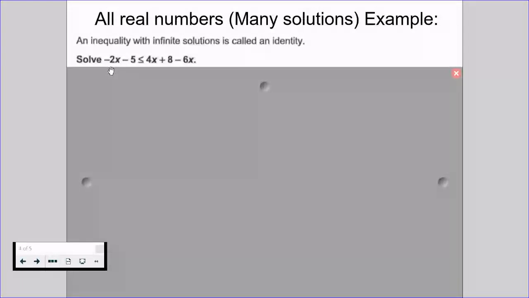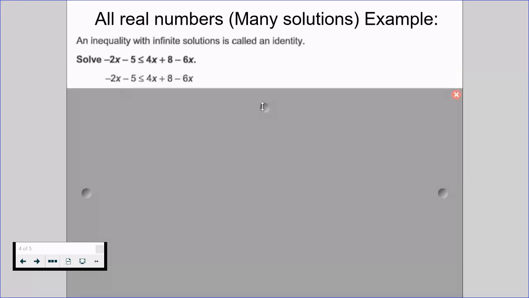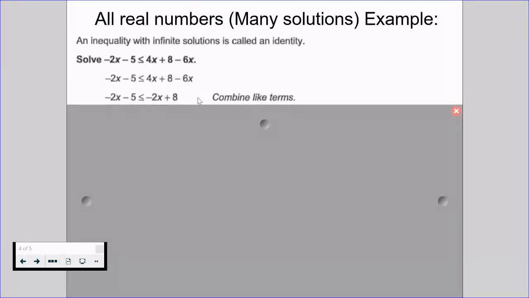So let's say we want to solve this inequality. Negative 2x minus 5 is less than or equal to 4x plus 8 minus 6x. Just like we normally would when it comes to equations, we need to simplify both sides first. So we're going to rewrite it. We're going to combine some like terms. We're going to combine 4x and negative 6x since it's on the same side of the inequality, and we end up with negative 2x plus 8.